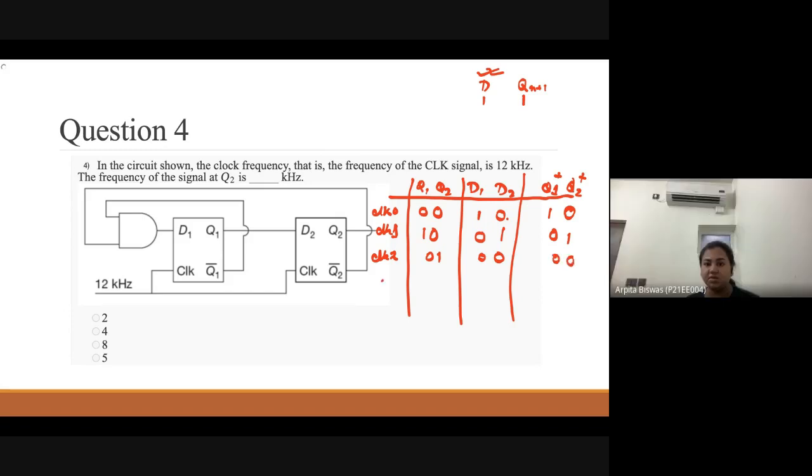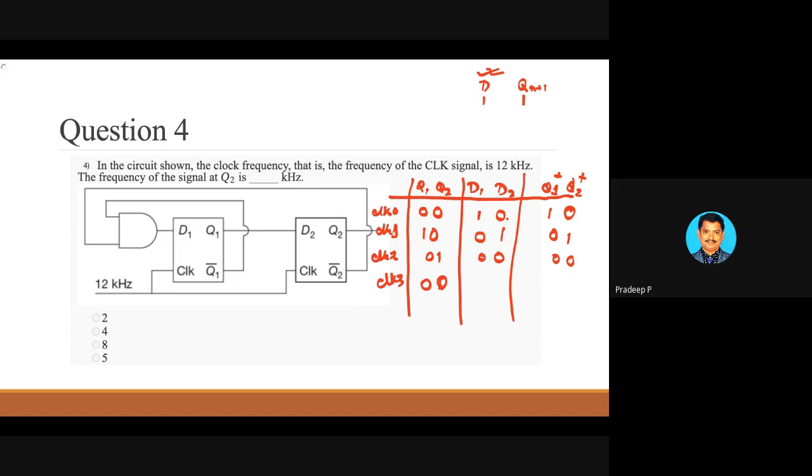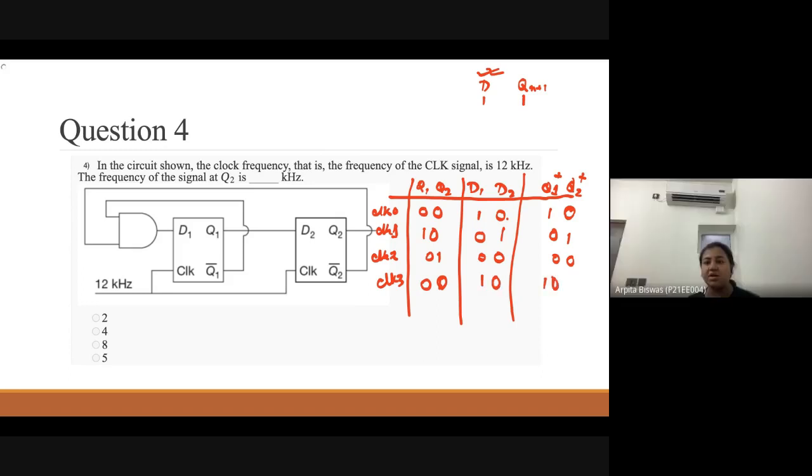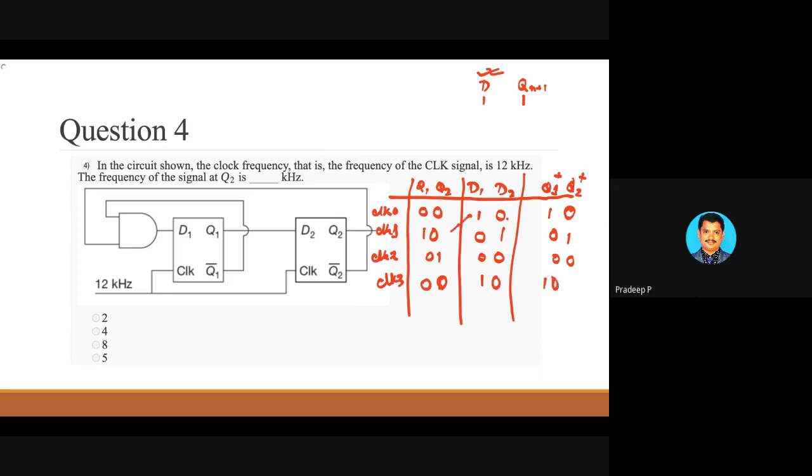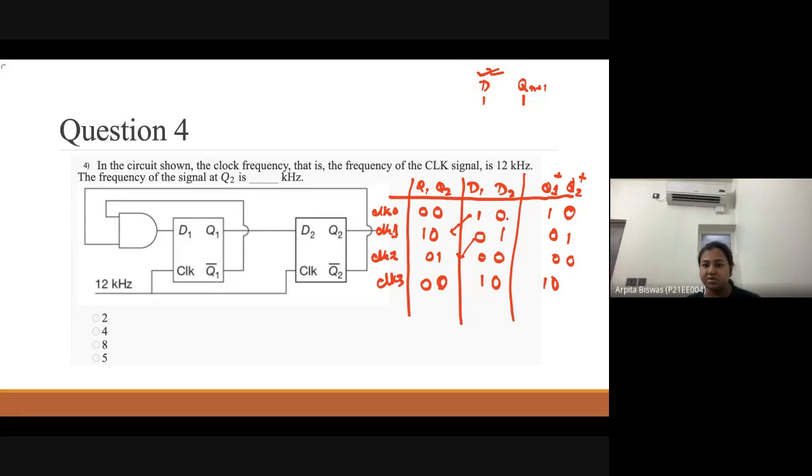Now see clock signal 3. It is 0, 0. Then what is the value of D1 and D2? Same, 1, 0. Now see, after three clocks the same things are repeated.